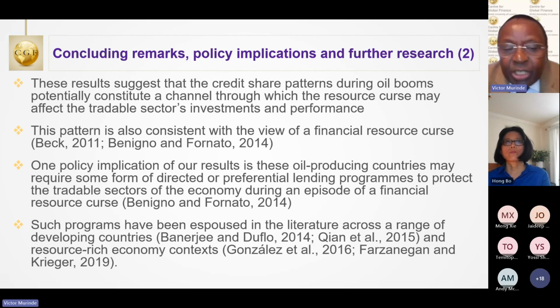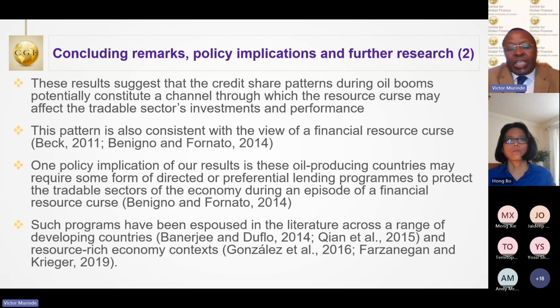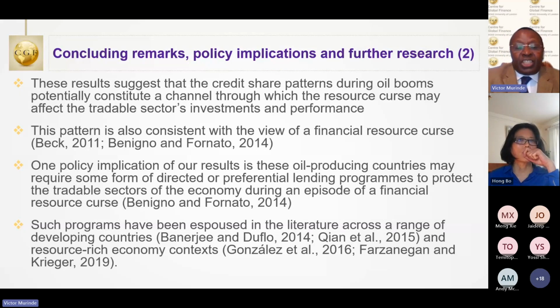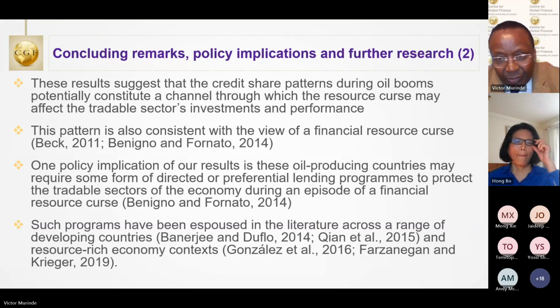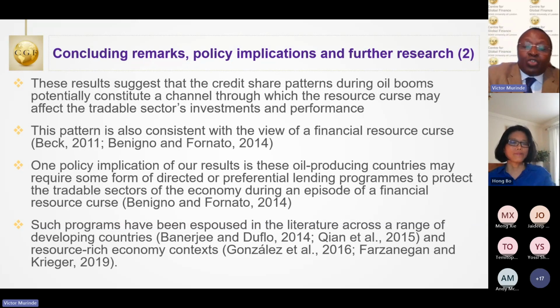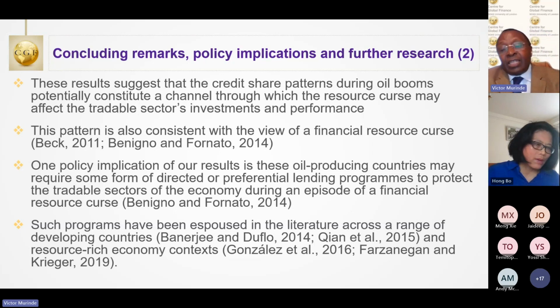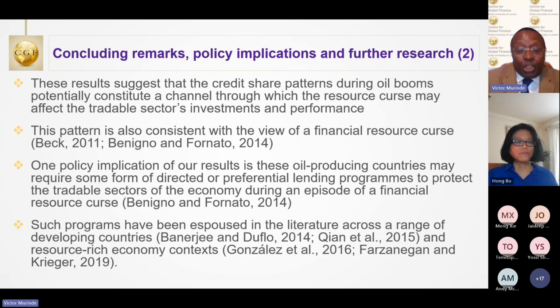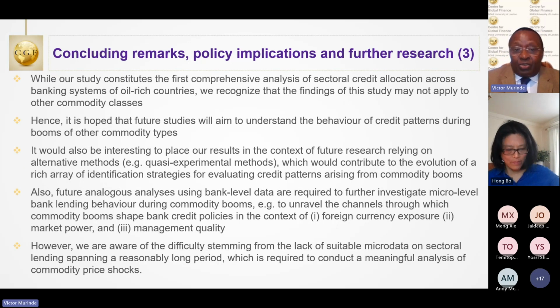There was something alluding to this in the work by Pinto and Fonato, but it was not based on exploring this understanding of bank credit share patterns. Of course, it has also been mentioned in the literature across the range of countries, but once again, this has not been based on evidence from credit allocation practices by banks across a large number of countries.